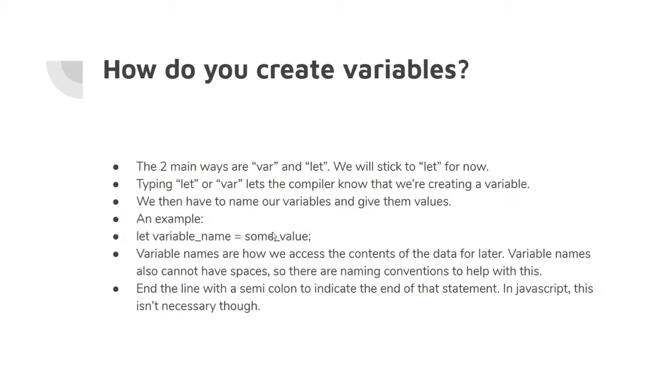Now, variable names are how we are going to access the data inside of the cabinet later on. So we want to make variables that are useful and descriptive. We want to pick names that are useful and descriptive. Variable names cannot have spaces. And we also end the line with a semicolon to indicate the end of the statement. However, because JavaScript is so flexible, you don't necessarily need the semicolon.